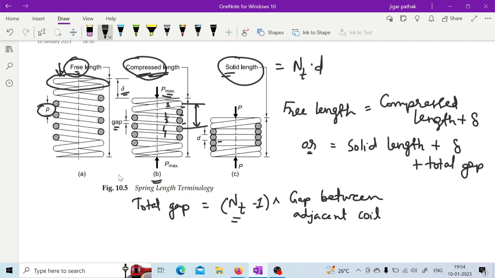Sir, practically, which length is observed? Theoretically, compressed length is solid length plus total gap, right? This solid length plus total gap will give you compressed length. So practically, which length do we observe under actual conditions? See, generally you will observe this compressed length only when the load is applied, because it will not directly go to the solid length state, right? So in practical application, generally you will find this compressed length only when the load is applied. Okay.